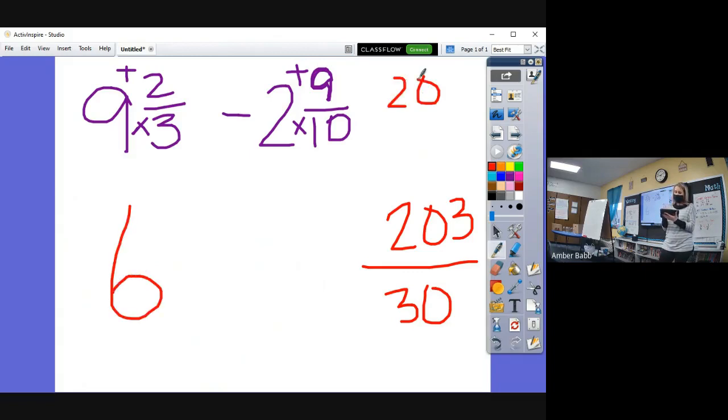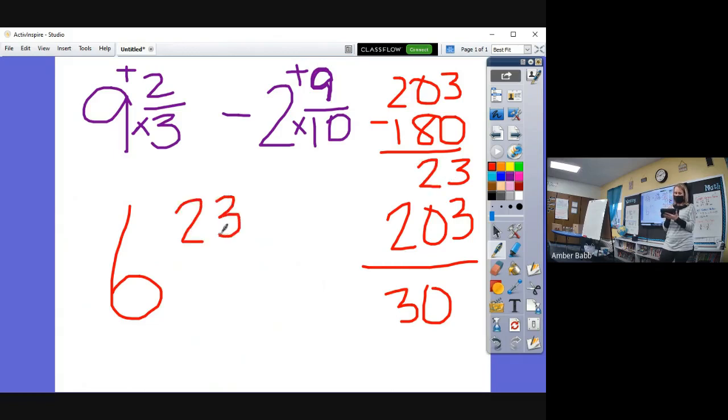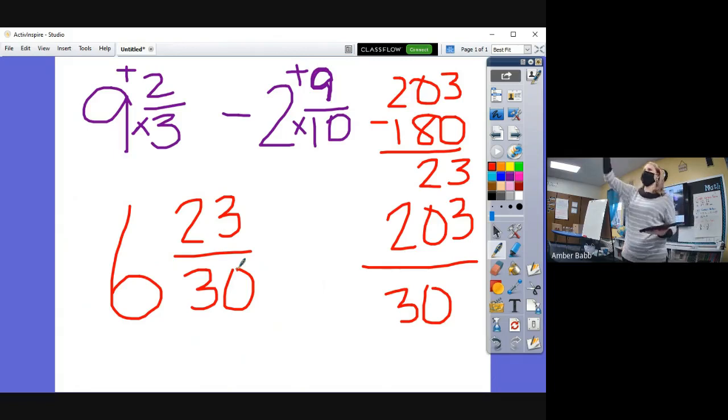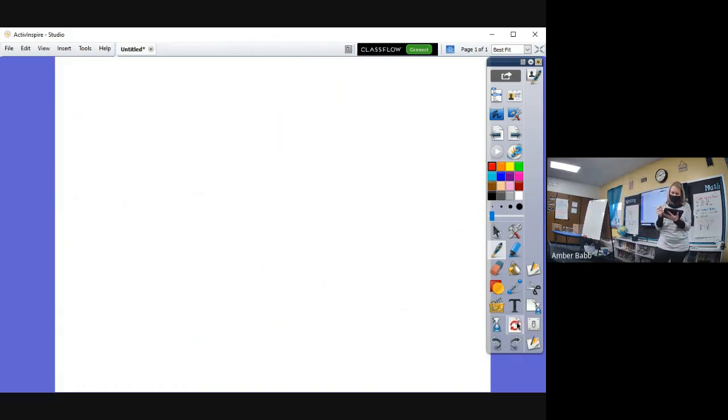And so 203 minus 180 would be 23 30ths. All of that for one problem, but we got that. Okay? All right. Another one. Let's do another one. We're going to practice quite a few of these together, okay?